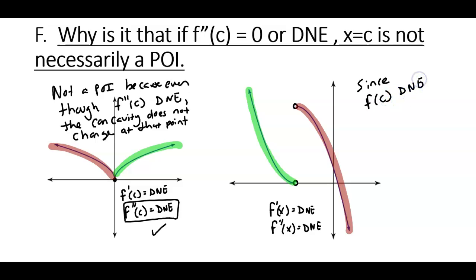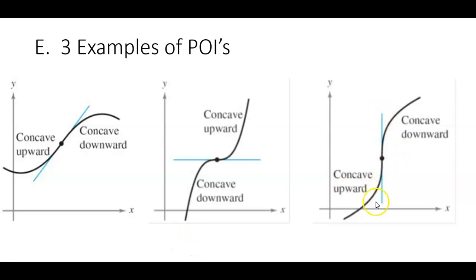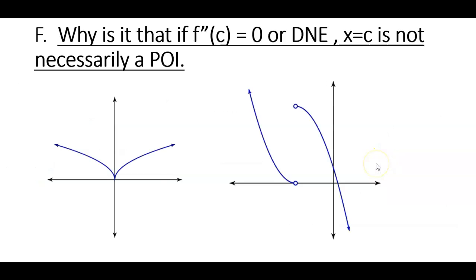Since the function doesn't even exist at that point, C cannot be a point of inflection. Okay, so yes, it changes concavity at that point, and yes, we have one of our criteria. The second derivative doesn't exist, but that doesn't necessarily make it a point of inflection because it also has to be defined. So as we saw on the last page, if f double prime doesn't exist, like here, that is a point of inflection. But just because f double prime doesn't exist doesn't mean that it is a point of inflection.